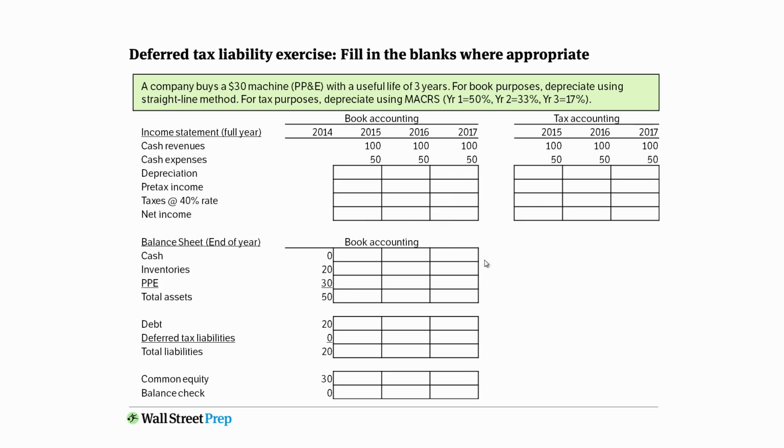Now, I want you to only focus on the balance sheet for book purposes. We don't really care so much about the balance sheet for tax purposes for this exercise. And I want you to take a stab at what happens because of these divergences. How is the difference between depreciation recognized for book purposes versus tax purposes going to be recognized on the balance sheet? So give this a shot.